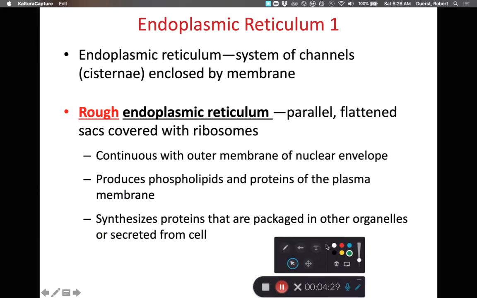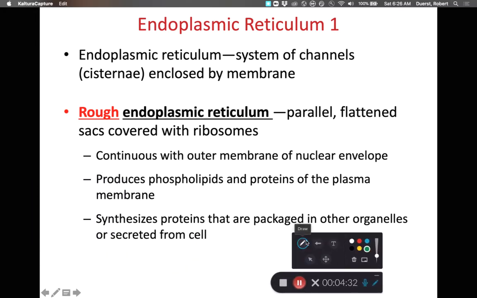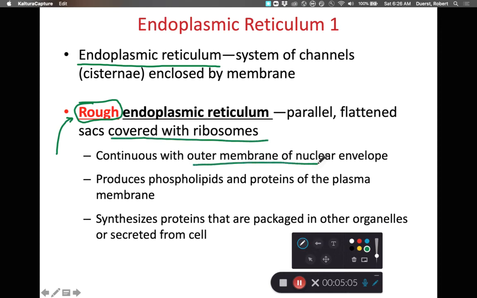As we look at the endoplasmic reticulum, a key part of finding something in the cell is having your landmarks. And the nucleus is a very big, bold, and beautiful landmark in the cell. If you see a bunch of membranous folds immediately right next to the nucleus, that's your big clue that you're looking at the rough endoplasmic reticulum. The endoplasmic reticulum is just a system of membranous channels within the cell. The rough endoplasmic reticulum is called rough because it's covered with ribosomes. And it's going to be continuous with the nuclear envelope.